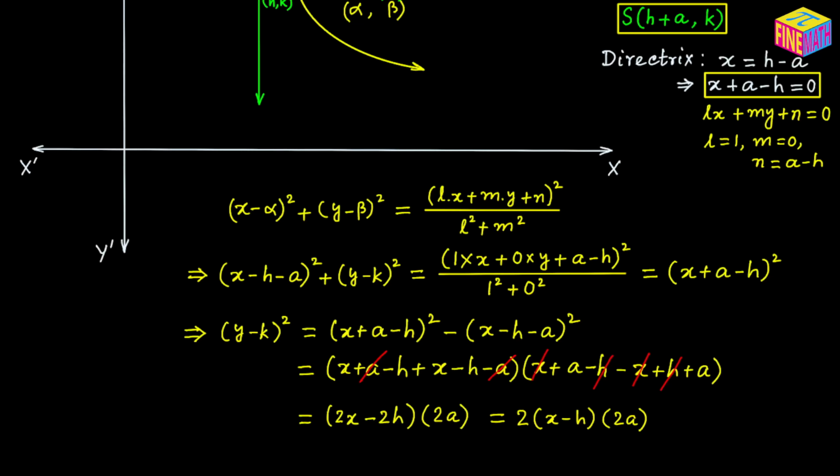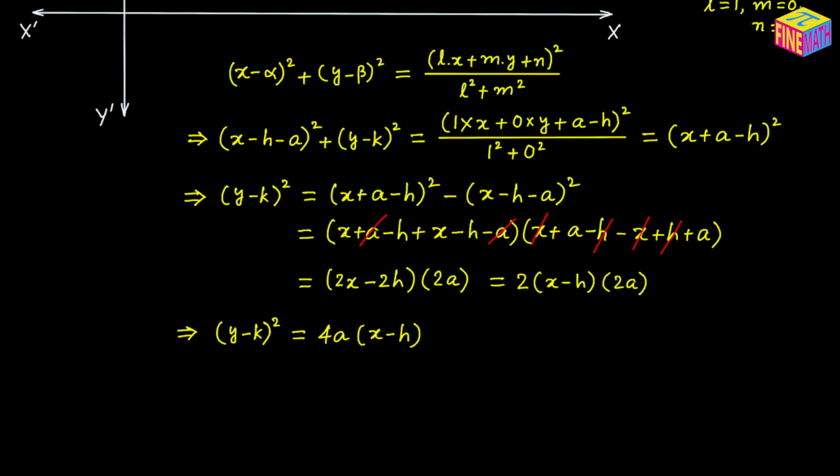And again, if we multiply 2 with the 2a, that becomes 4 times a times x minus h on the right hand side. So finally, we can write our equation like this. Y minus k whole squared is equal to 4a times x minus h. And that is the equation of this shifted parabola.